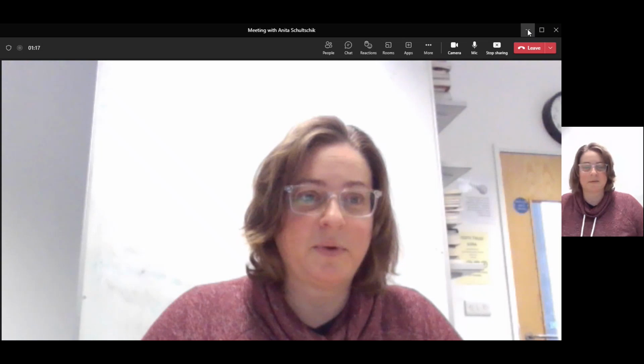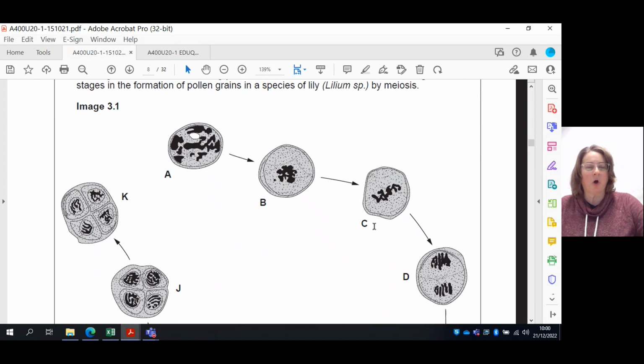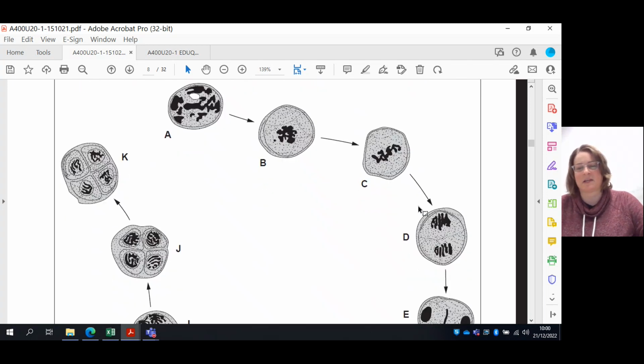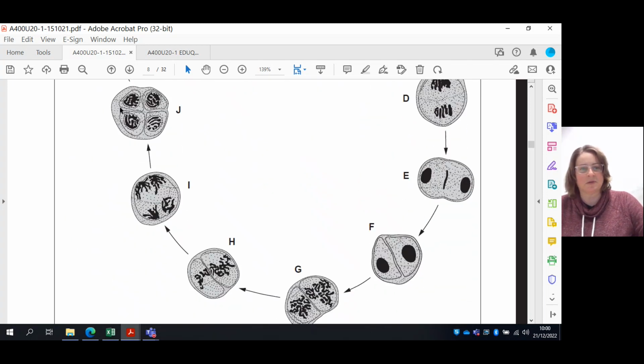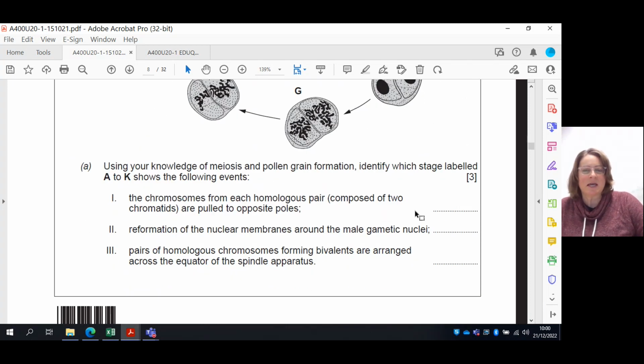Right, component 2, question 3, here we go. It gives you a lovely diagram of the pollen grain development. If you remember, we've done this practical with the ready-made slides because the ones you've stained yourselves never show up the nuclei the same way. So from the ready-made slides, you would have seen all these. Now, the question is literally asking you to identify which stage of meiosis you can see.